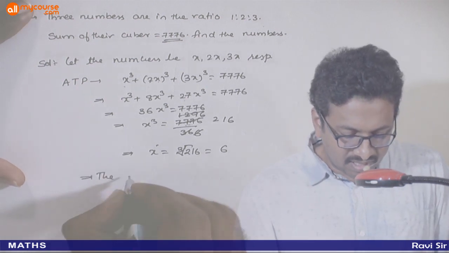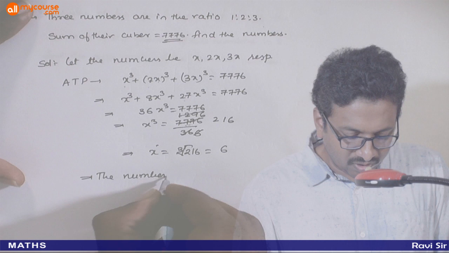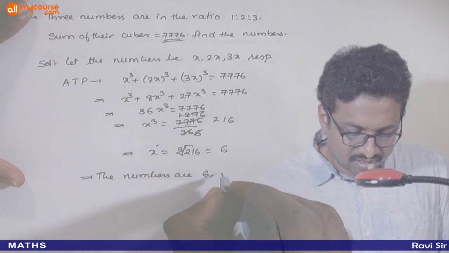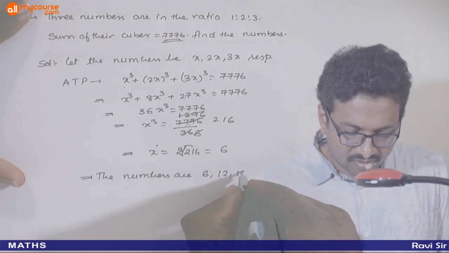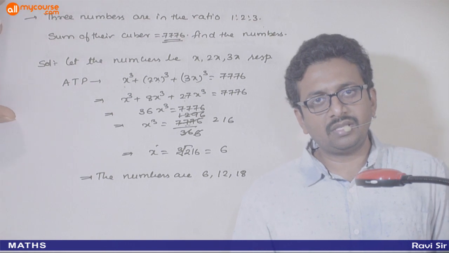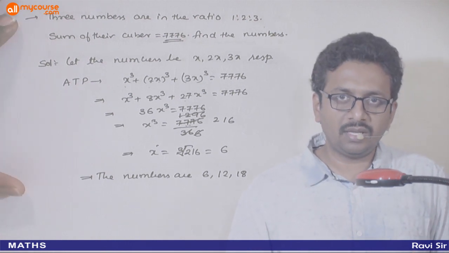So the numbers are 6. 2 into 6 is 12. 3 into 6 is 18. So 6, 12 and 18 are the numbers. Clear?